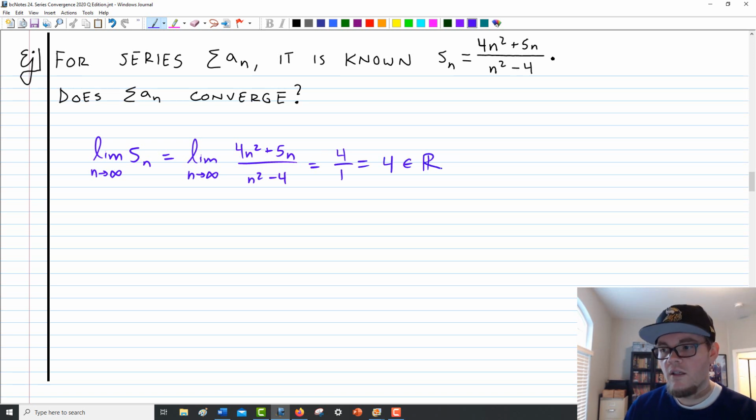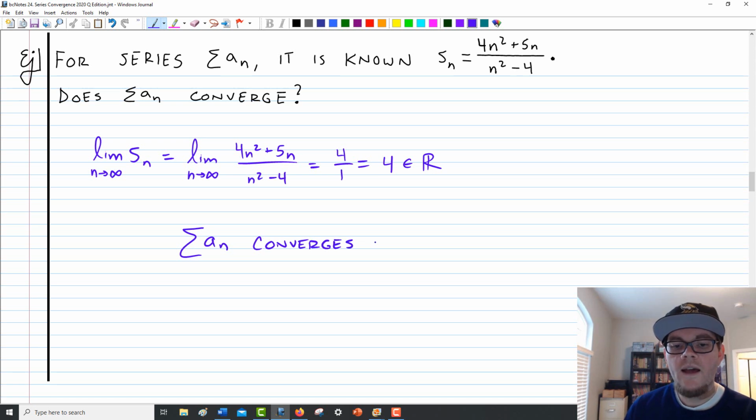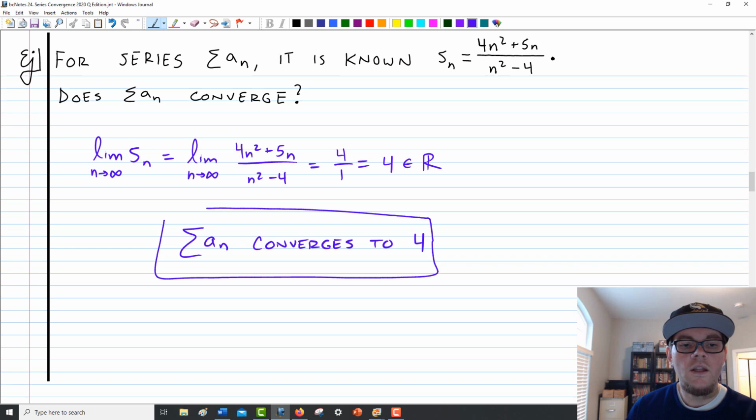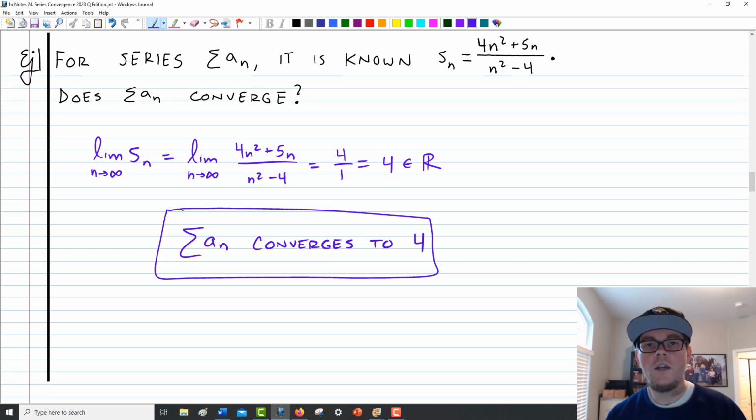And as soon as you see that the sequence of partial sums converges to a real value, we can then say that the series in question here converges to that value as well. Meaning that if we kept adding more and more terms of the series, the total sum would get closer and closer to 4. So again, not even really a necessary problem, it's just the gist of what we've done already.